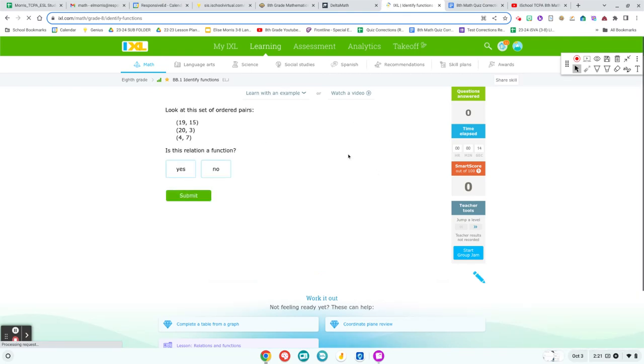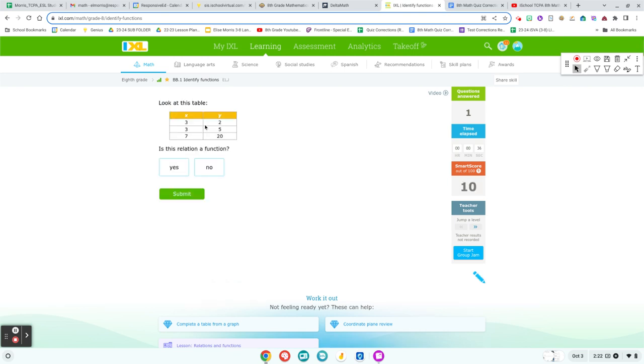Okay, here we go. So to determine if it's a function, the x values cannot repeat. So here I have 19 for the x, 20, and 4. So based on what I have here, this is a function because I don't have any repeating x values. So this one is a function.